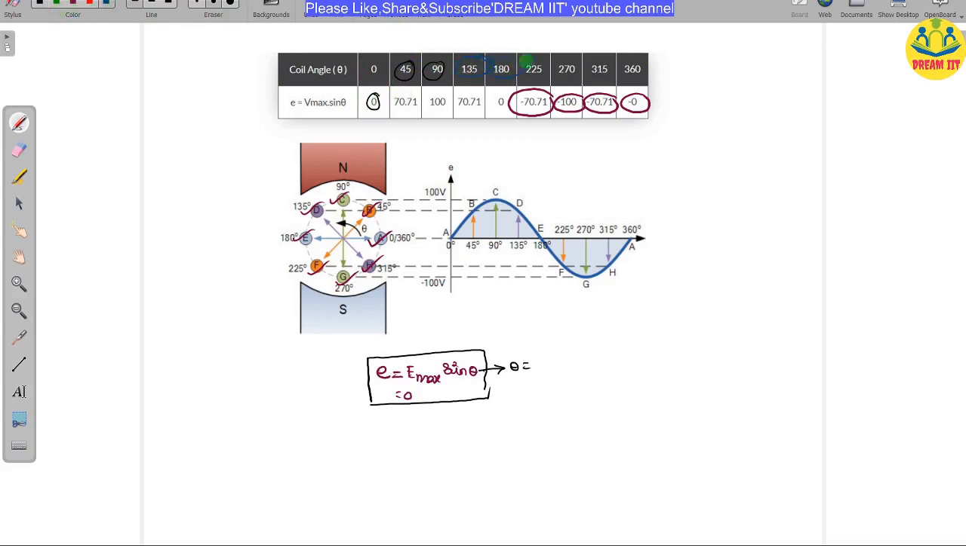The values of theta are 180, 225, 270, 315, 360, and so on. After 180 degrees you get a negative value, as shown here. So for the different positions of the conductor you get the induced EMF. Just for giving more clarity, I have taken this diagram.